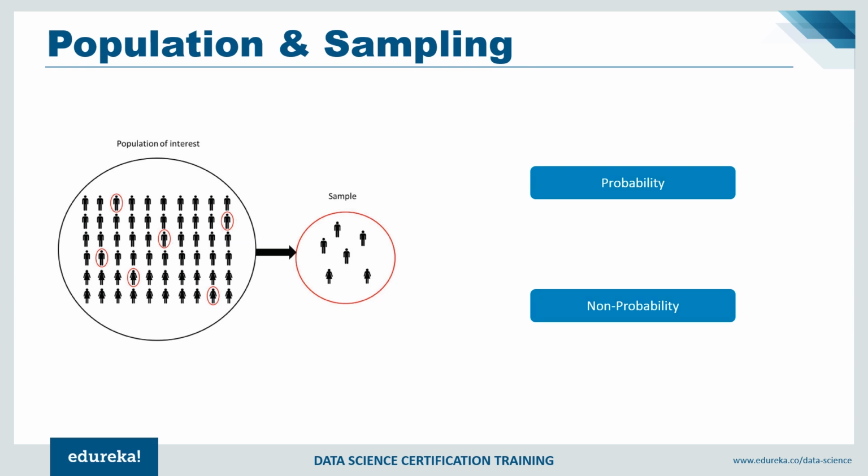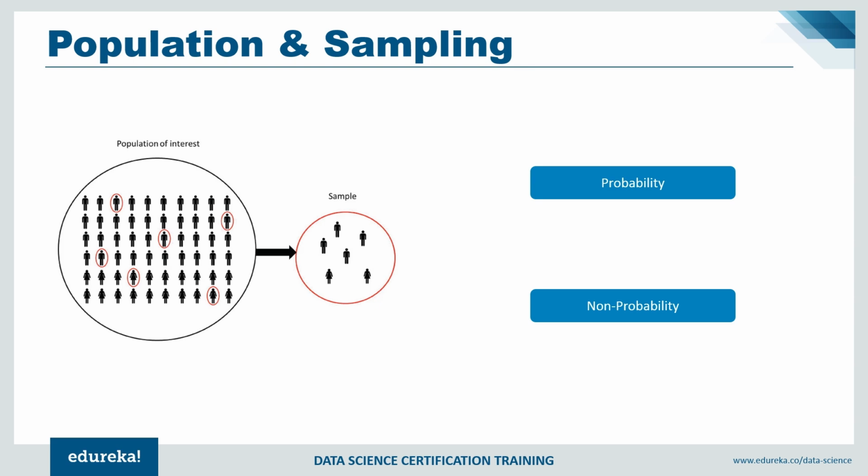So in probability sampling, each member of the population has a known non-zero probability of being selected. Probability methods include random sampling, systematic sampling, and stratified sampling. Whereas in non-probability sampling, members are selected from a population in some non-random manner. Now these include convenience sampling, judgment sampling, quota sampling, and snowball sampling.